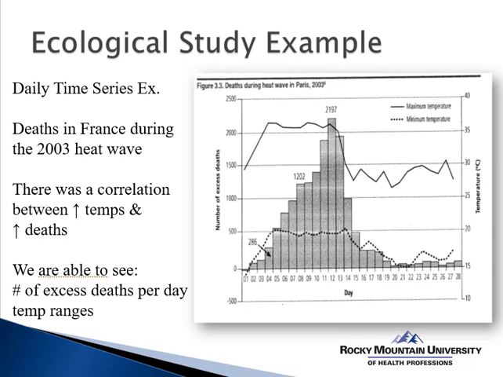So here's an example. This is a daily time series showing deaths in France during the 2003 heat wave. There was a correlation between increasing temperatures and increasing numbers of deaths. We were able to see the number of excess deaths per day related to the temperature ranges. We don't know why those deaths occurred. Did individuals have a lack of air conditioning? Were they older adults, or were they individuals of all ages? Were they individuals who had underlying medical conditions that put them at greater risk?